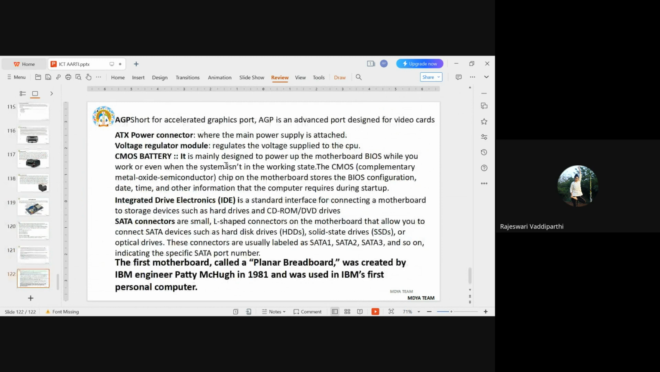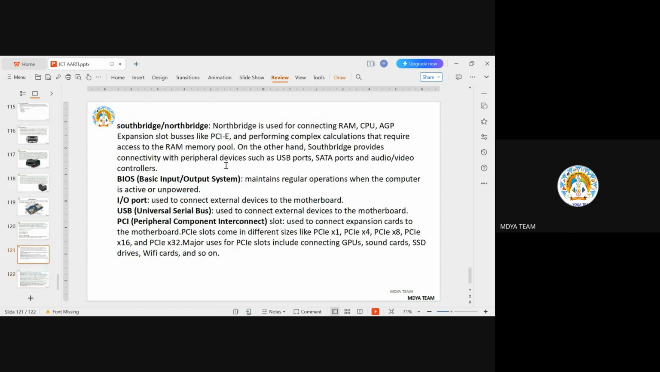Ma'am, both South Bridge and North Bridge are close to the CPU, ma'am? No, South Bridge is away at some distance from the North Bridge. North Bridge is close to the CPU because it needs fast functioning, because RAM and CPU are also present on the North Bridge, along with AGP expansion slots. These are responsible for the fast processing, so that's why they are present on the North Bridge. And in the South Bridge, all USB ports and external devices are connected, that's why they are present on the South Bridge.